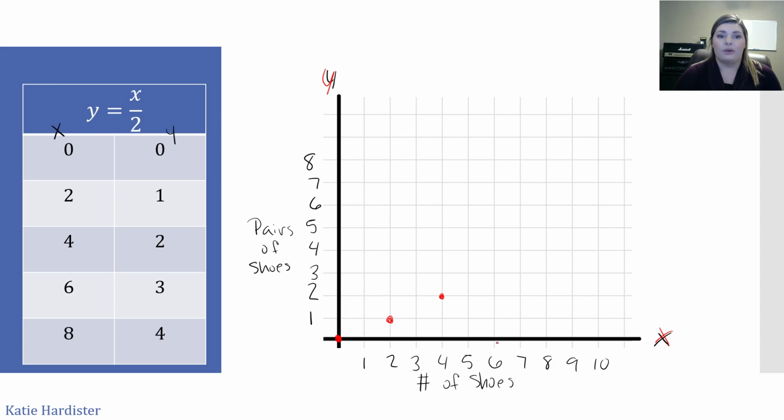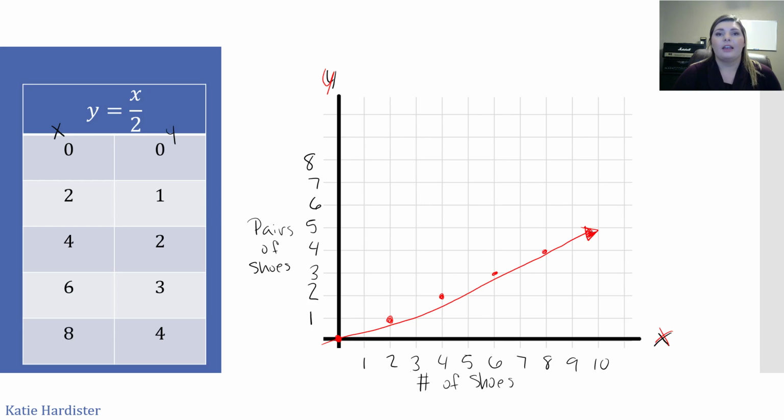And so on and so forth. So 6 would be 3 pairs of shoes, and 8 shoes would be 4 pairs of shoes. And see how that's a diagonal line going this way because it's positive.